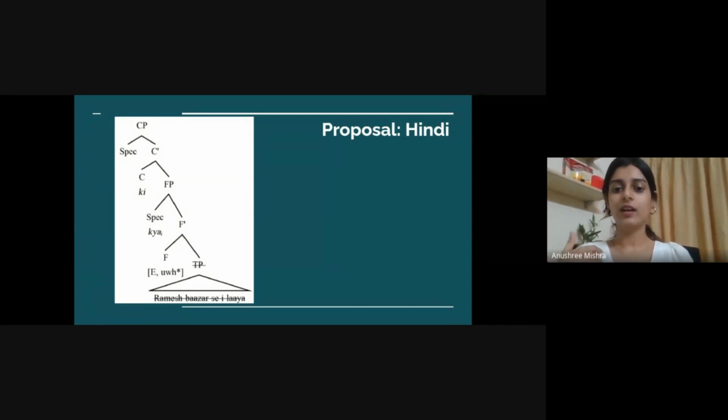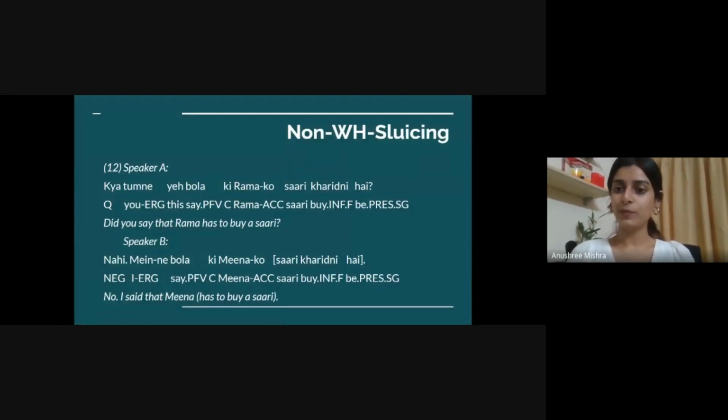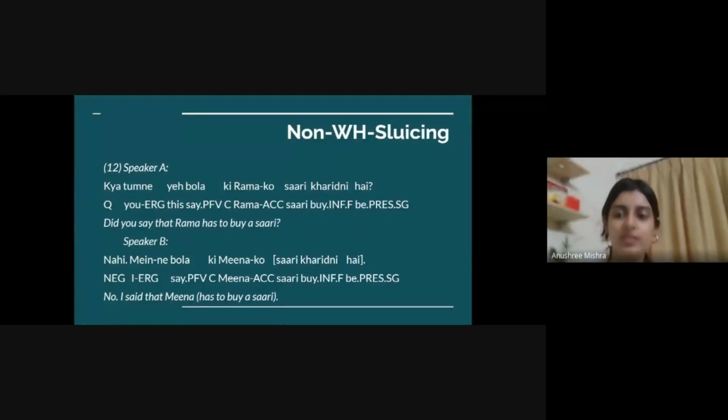So, consequently, such an analysis also makes a key prediction about the focus phrase. If the E feature, that is the ellipsis feature, resides in the focus head, then movement of non-WH words through the spec of focus phrase should also be able to license IP ellipsis. So Hindi Urdu is then expected to attest both WH and non-WH sluicing. As can be seen from example 12, such a prediction is borne out.